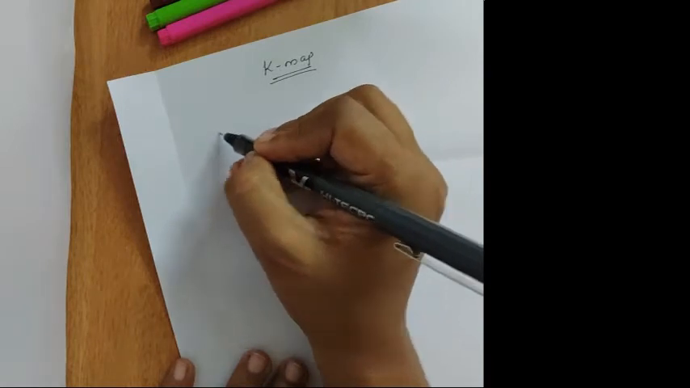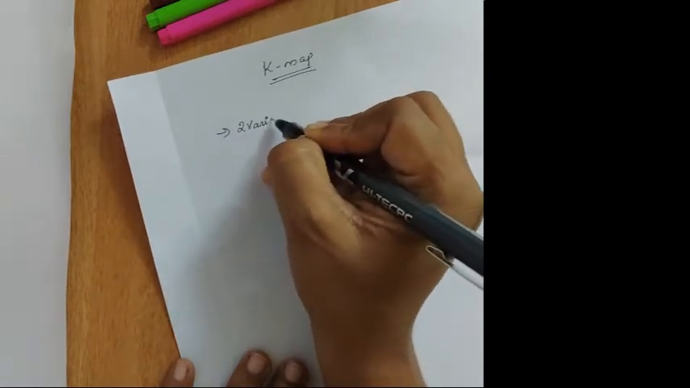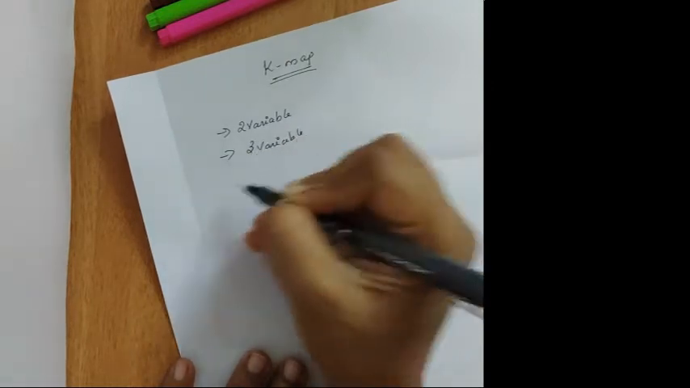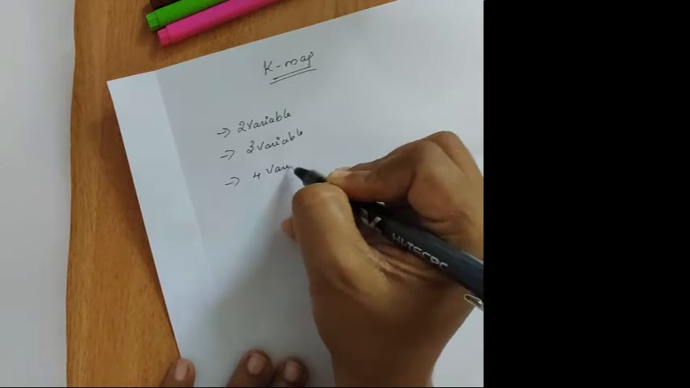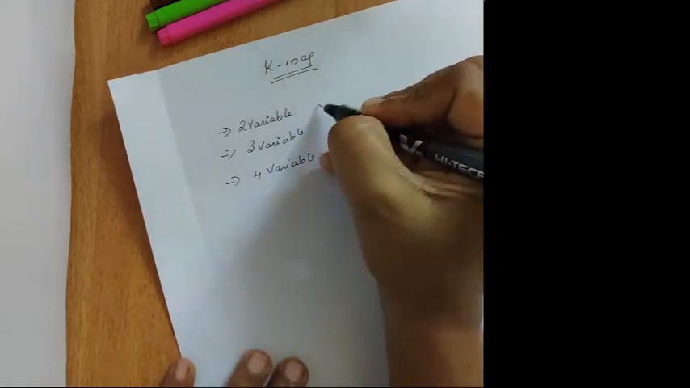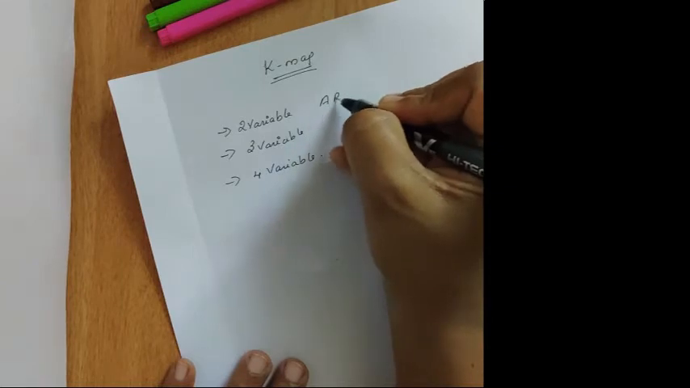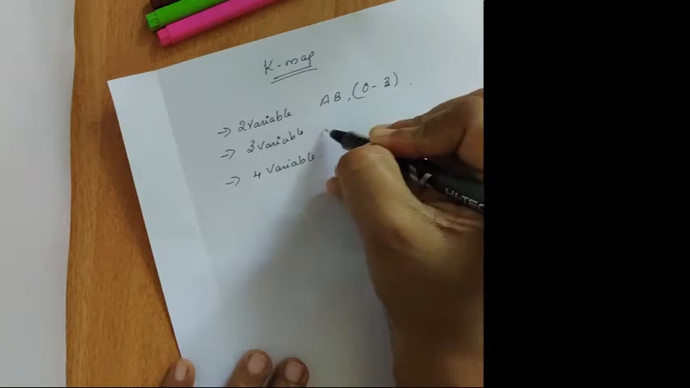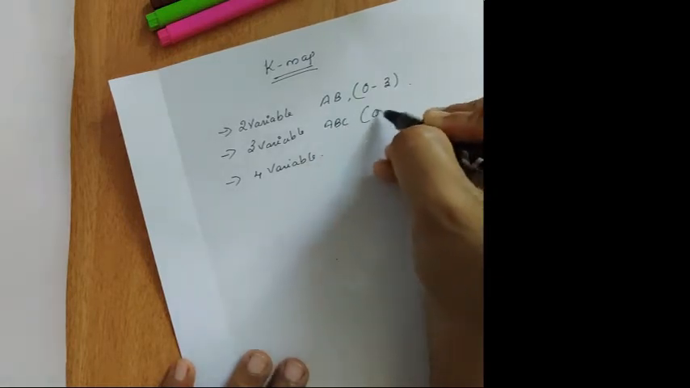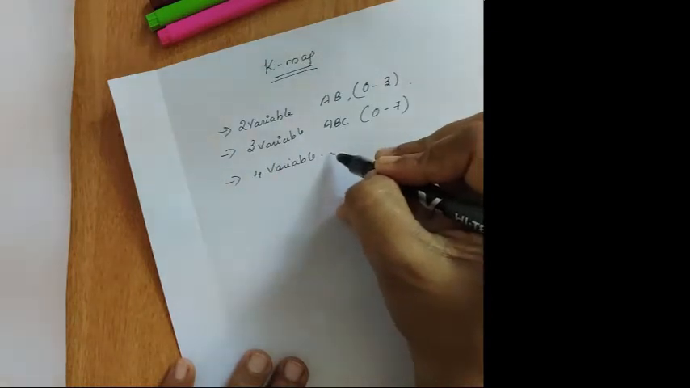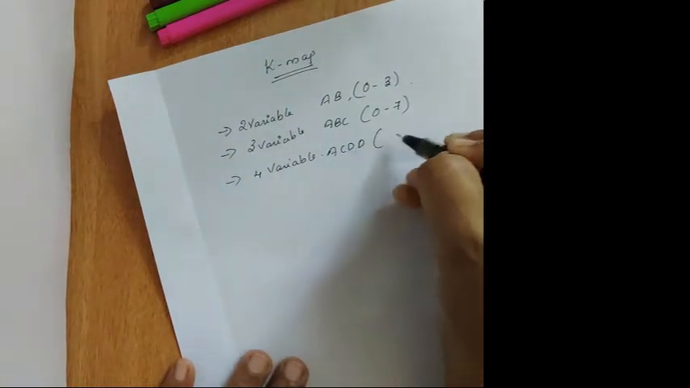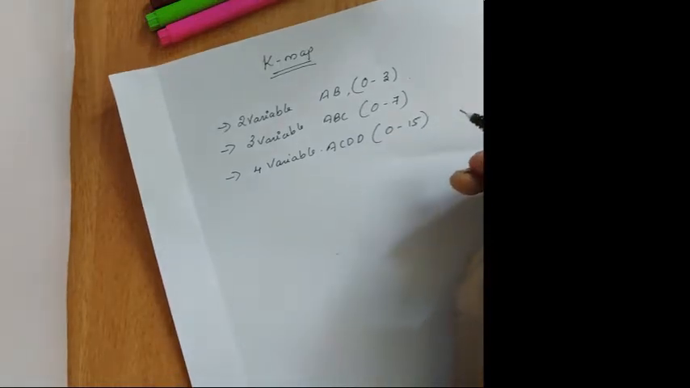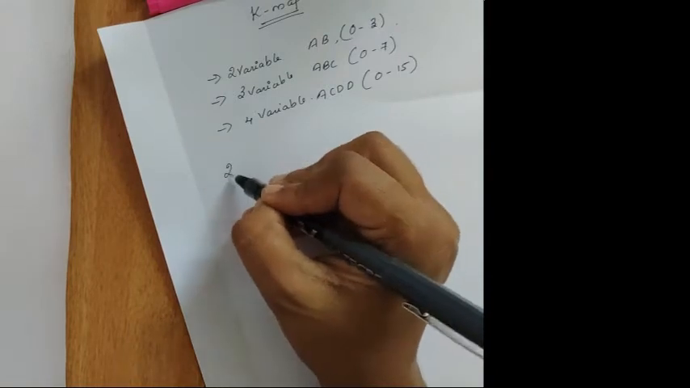Okay, so you have 2 variable K-map, 3 variable K-map, and 4 variable K-map. 2 variable has 2 variables A and B, and it has the states from 0 to 3. 3 variable ABC varies from 0 to 7, and 4 variable ABCD varies from 0 to 15. Okay. Now, how to represent a 2 variable K-map?